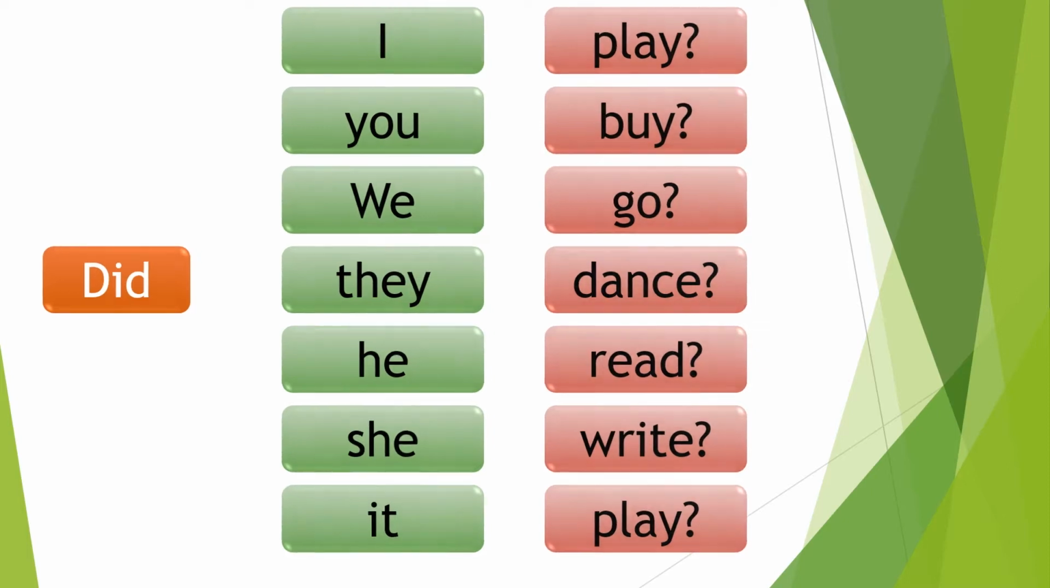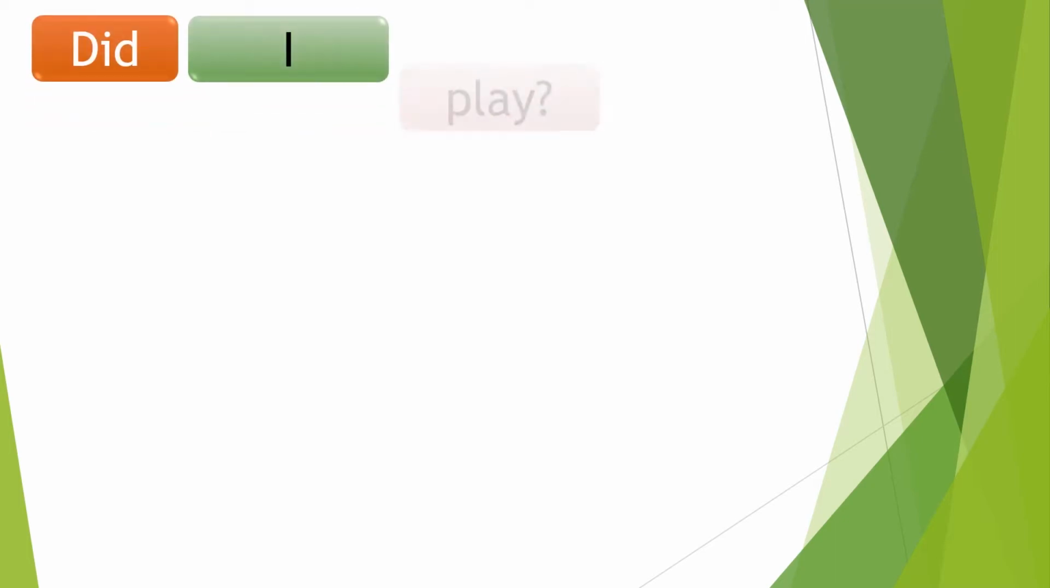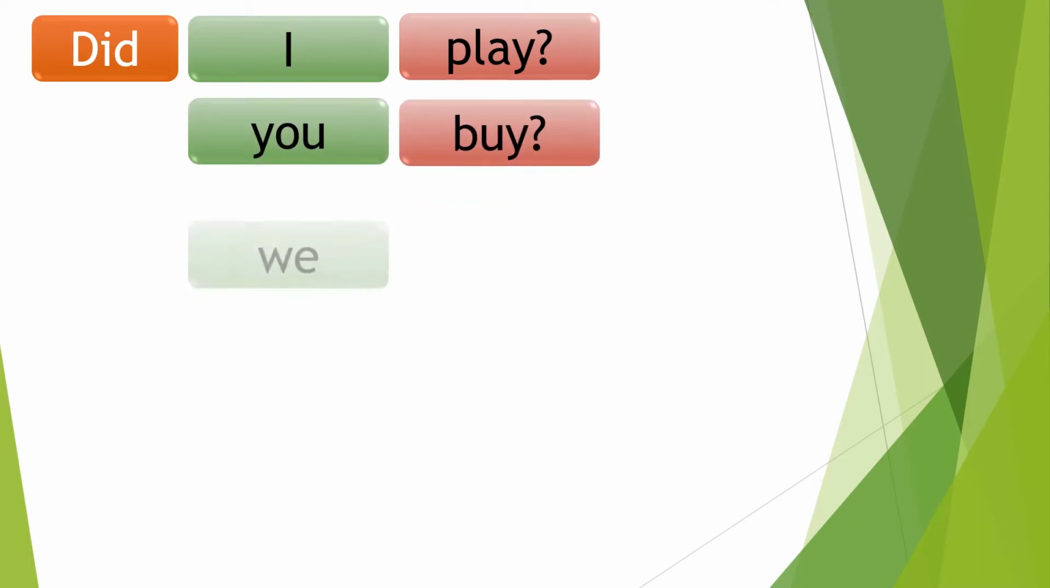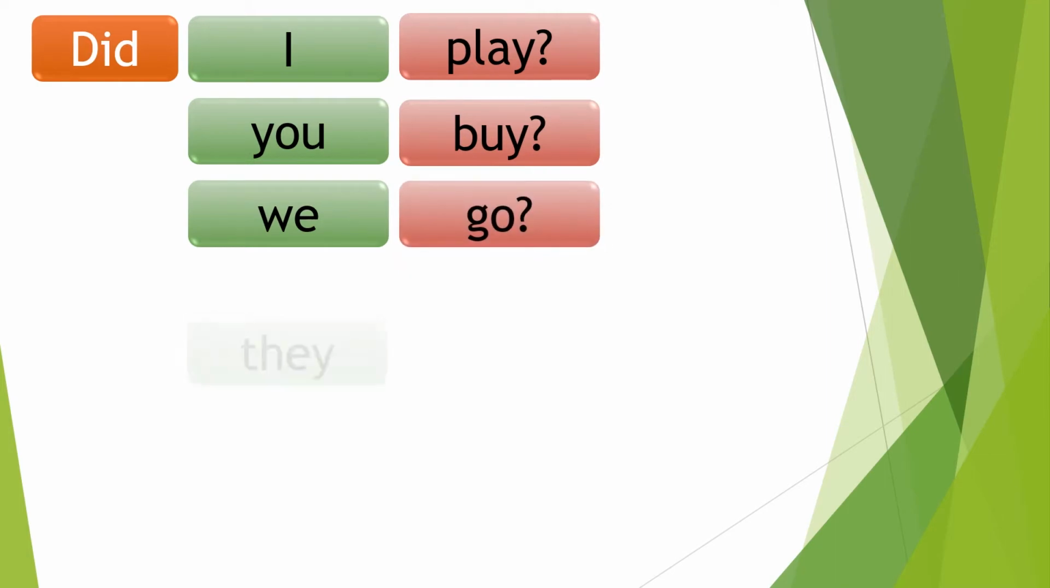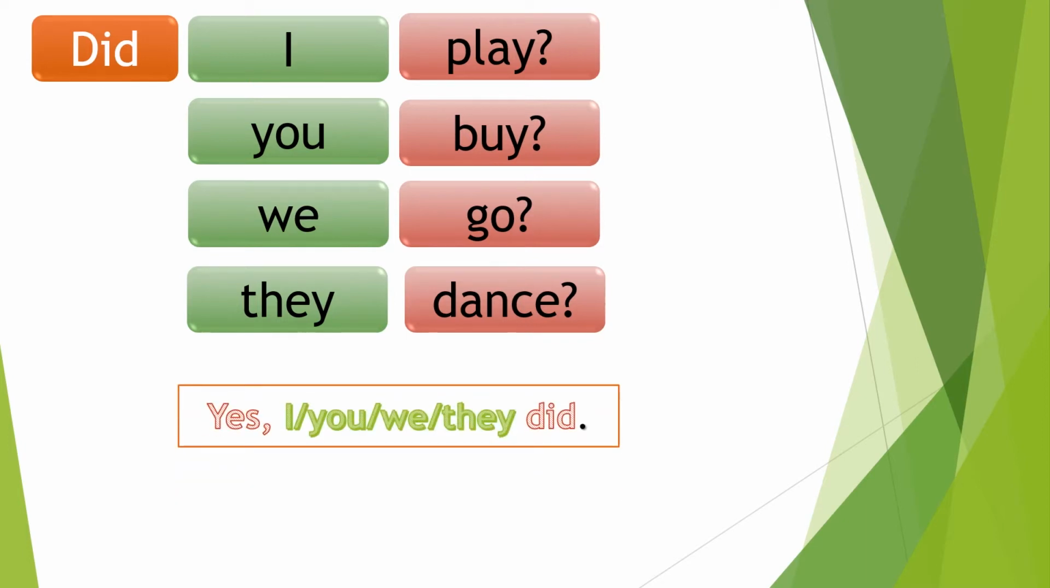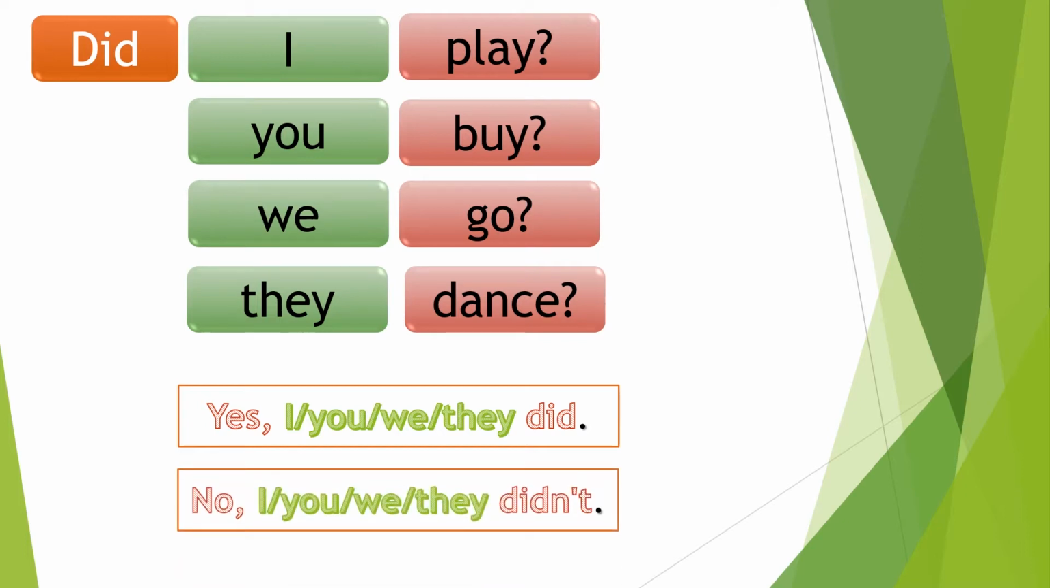Okay, here we go with you to the next slide. In this slide, you can see that we use did I play, or did you buy, or did we go, or did they dance. For this question, we can give a positive answer: yes, I, you, we, or they did. If your answer is negative, you could say no, I, you, we, they didn't.